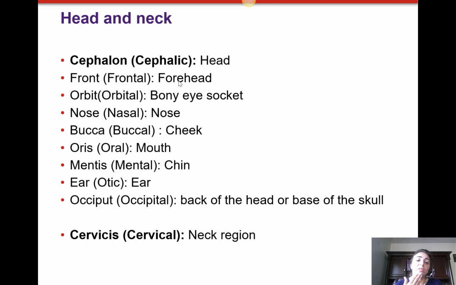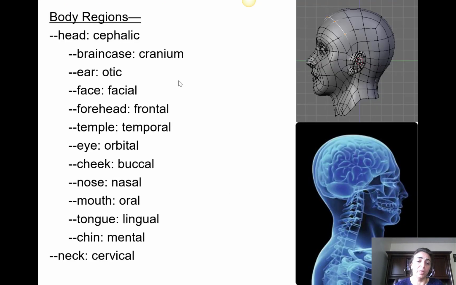Chin is called mentis, and mental is the adjective for that, and the ear is called otic area, otic is the adjective for that. And the occiput is the back of the head or the base of the skull. So this is the cephalon or the head, and then below that you have the neck, that we call cervices, and cervical is the adjective. So again, these are the same areas: head, cephalic, and the neck, cervical.